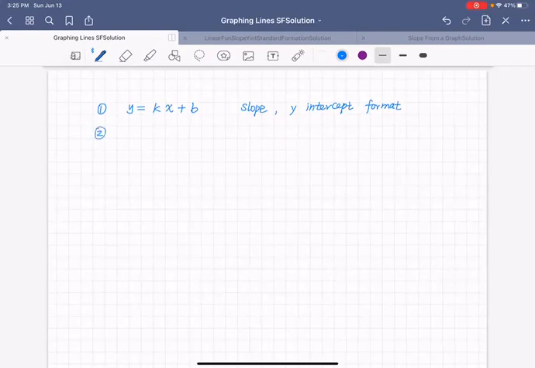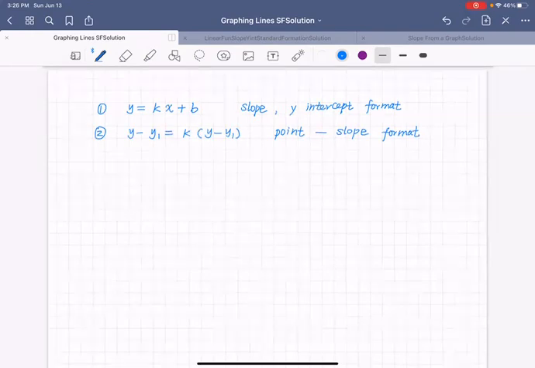Type 2. This is called a point. Slope. Please write this down on your notebook, okay? Point slope format. And you say, what do you mean? For example, you have a point at (1, 3), and you have another point at (3, 8).